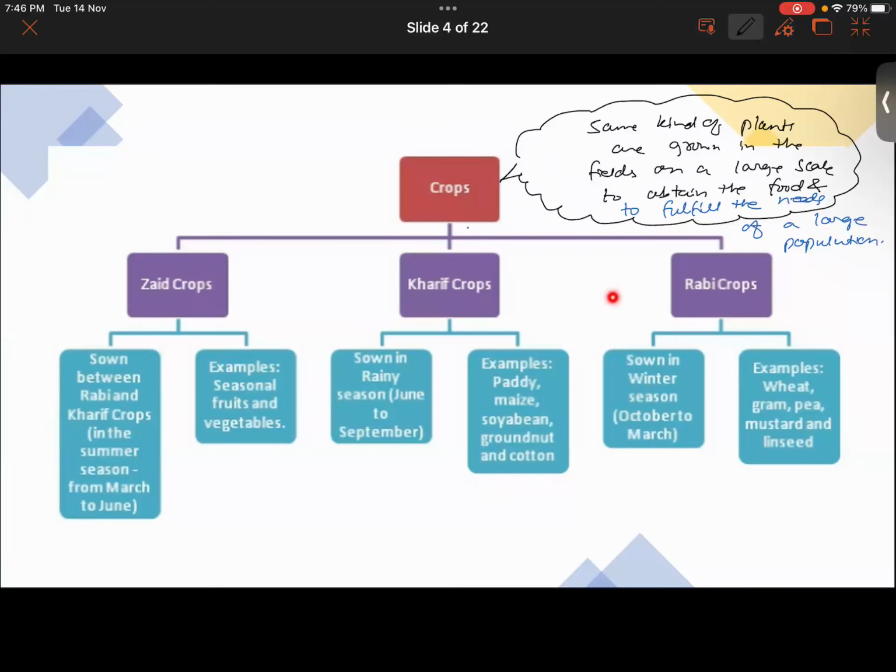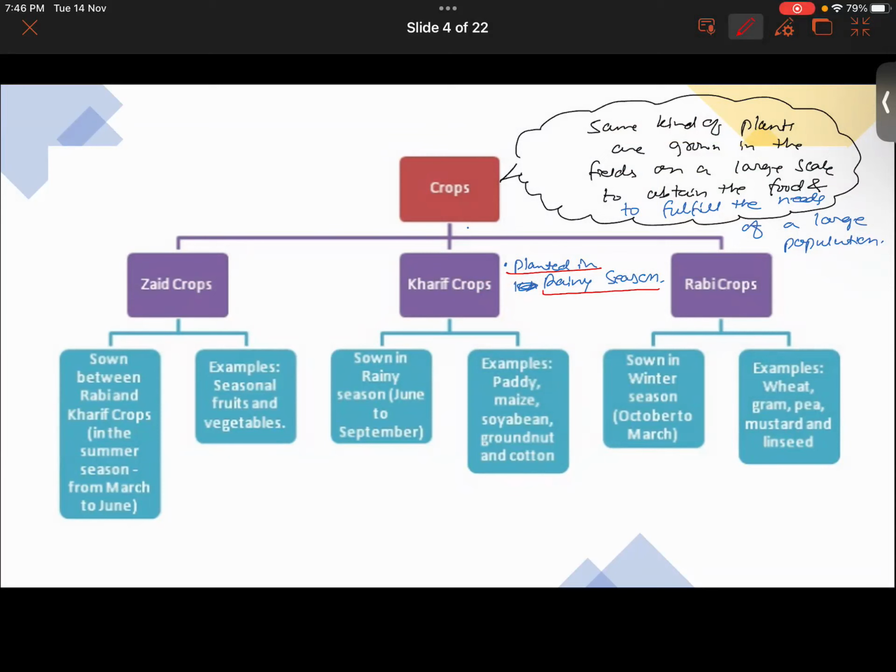Now, there are some crops which are sown in the rainy season. We plant them in the rainy season. So those will be called kharif crops. Planted in rainy season. This should be on your tongue. This thing is very basic, but many times I have seen people forgetting the difference between the kharif crops and rabi crops. So just remember that any type of crop that will be planted or sown in the rainy season will be called kharif crops.